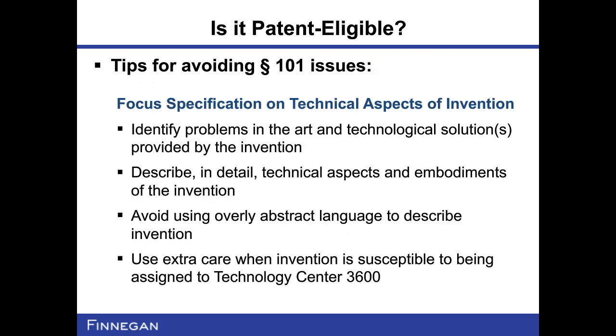And so here we provide some tips for avoiding 101 issues. The USPTO recently issued a memo that emphasizes heavily the role of the specification in providing evidence of improvement in computer-related technology. By using the specification, you can identify specific problems in the art and the technological solutions provided by the invention. It can also describe in detail the technical aspects and embodiments of the invention. This can be very beneficial because during prosecution, those technical advantages described in the specification can be cited in support of arguments for the claims, demonstrating that it's patent eligible subject matter and also that it can be distinguished over what was done before.